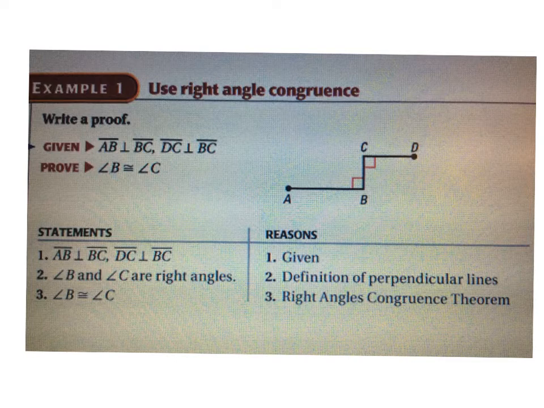Then, for step 2, we know that angle B and angle C are right angles, and the reason that we know that is just by the definition of perpendicular lines, that you have these 2 line segments and they're going to form perpendicular lines there. So all you have to do is write definition of perpendicular lines, and once we know that angle B and angle C are right angles, we also know that angle B is congruent to angle C by the right angles congruence theorem. So you can see by using that theorem, it ended up saving a lot of steps for us here.